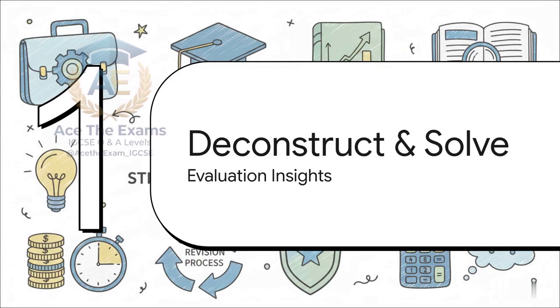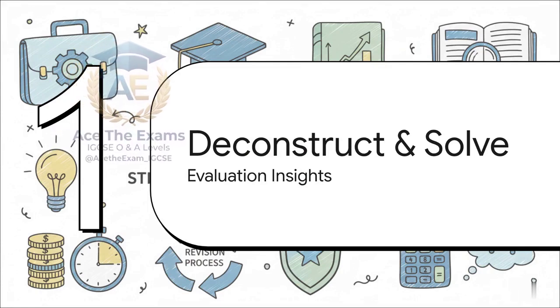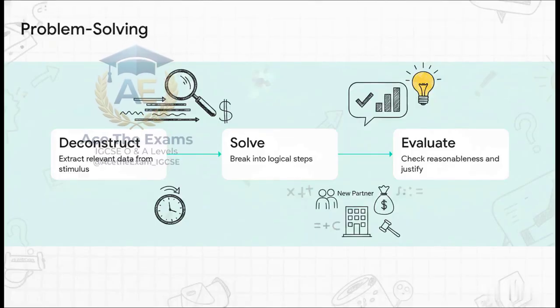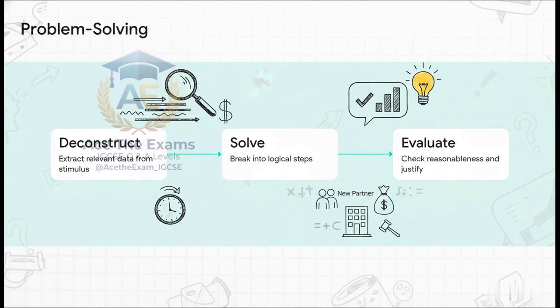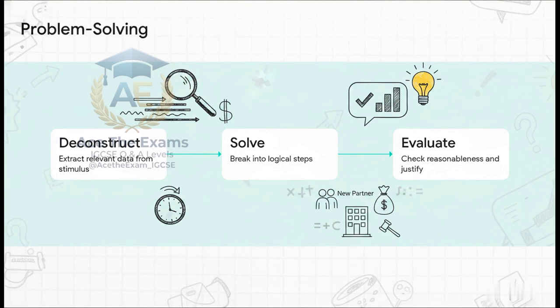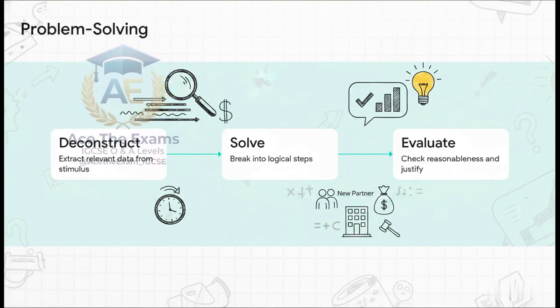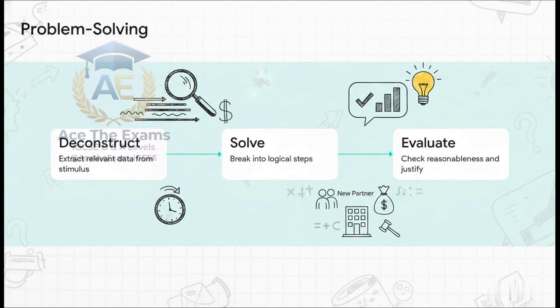Finally, Section 5. Deconstruct, solve, evaluate. Let's bring everything together. This is our 3-step critical analysis loop, and it directly targets those higher-order assessment objectives we talked about. Step 1, the three-step question scan. You deconstruct the question by highlighting the exact command word and extracting the specific financial data straight from the text.